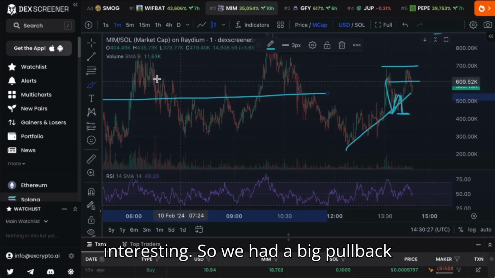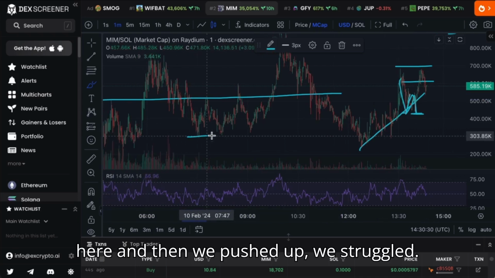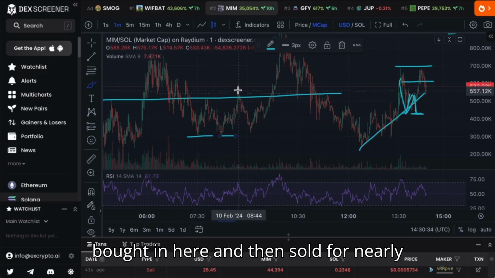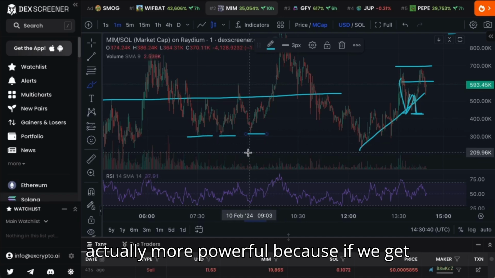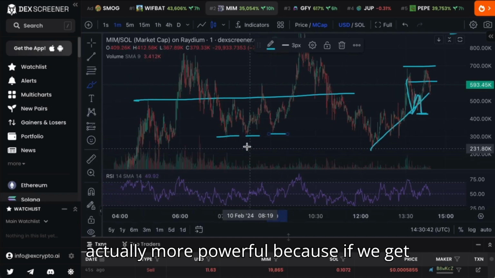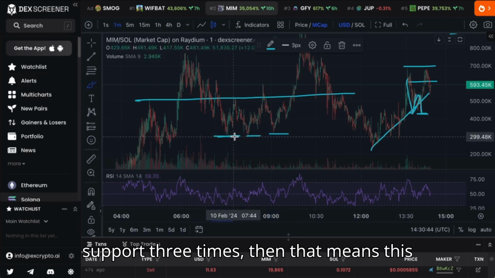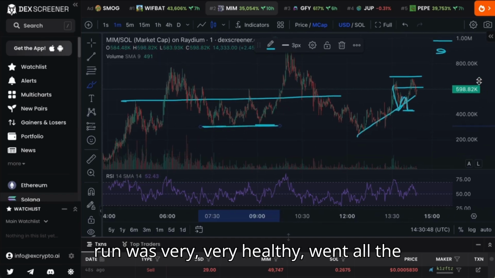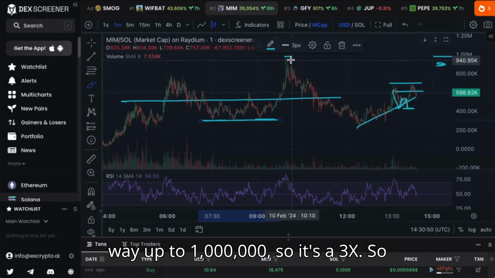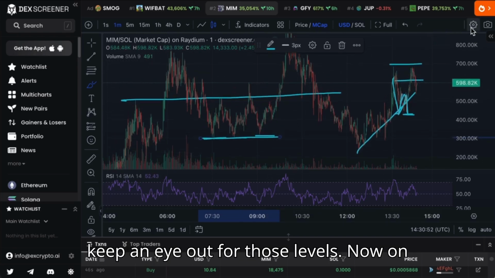Notice this one's interesting. So we had a big pullback here and then we pushed up, we struggled. That's a double tap. So you could have bought in here and then sold for nearly 2x. But notice we then come back down and we get a triple tap, which is actually more powerful, because if we get support 3 times, then that means this level is very, very strong. And then that run was very, very healthy. It went all the way up to 1 million. So it's a 3x. So keep an eye out for those levels.